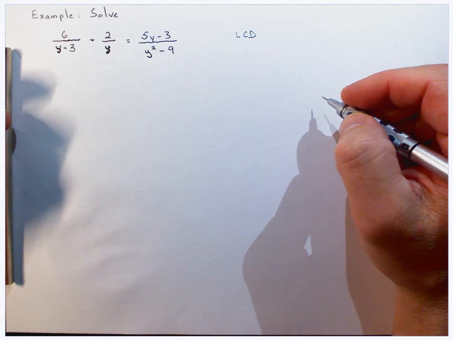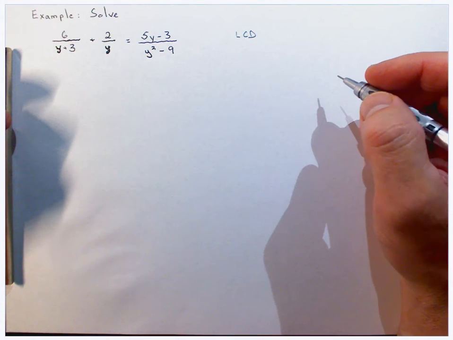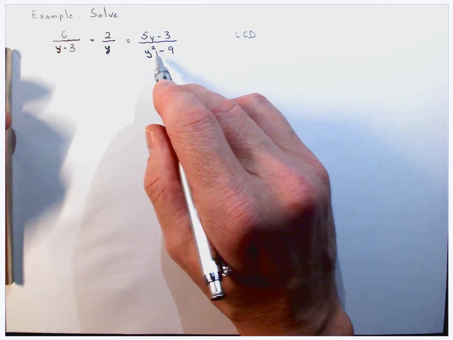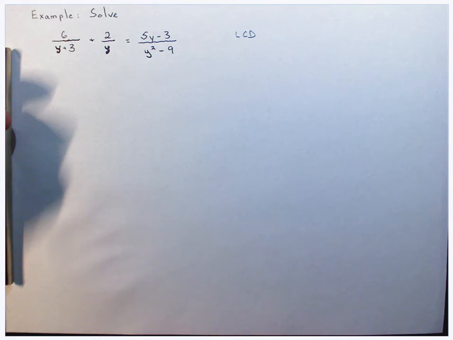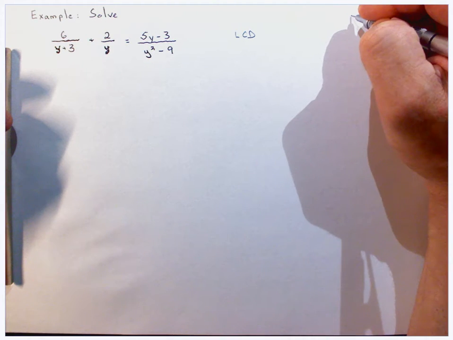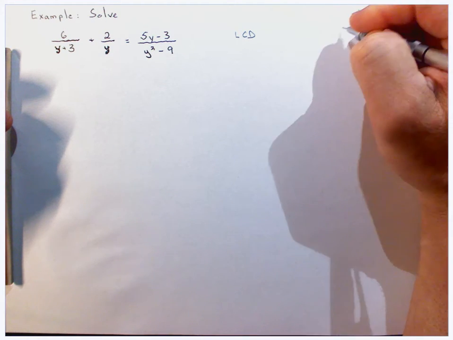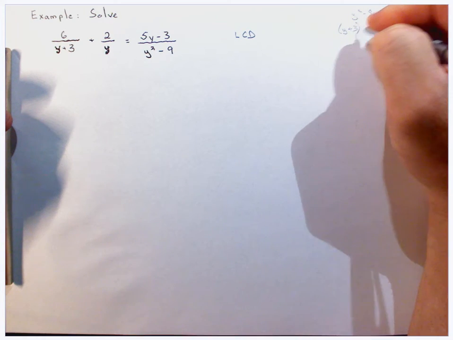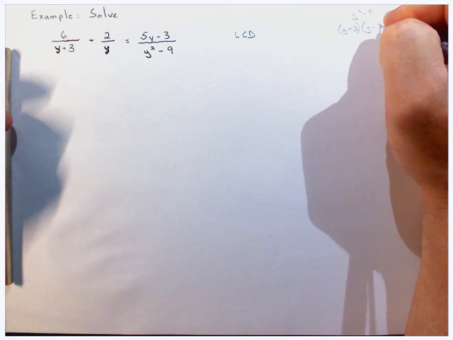And I'm going to multiply all of them together. But see, I have an issue here because I have y squared minus 9. Well, I need to factor that out. And what I know that y squared minus 9 equals is y plus 3 times y minus 3.